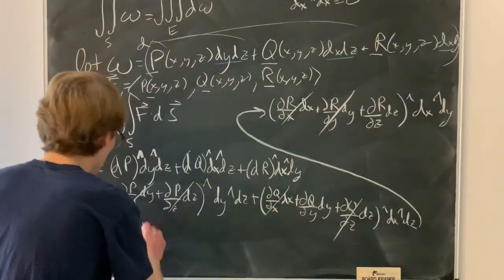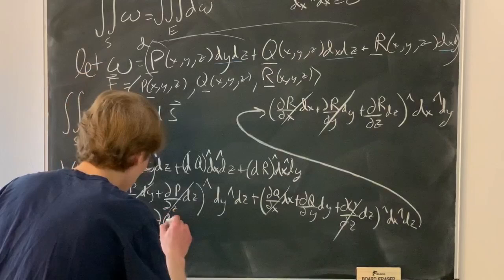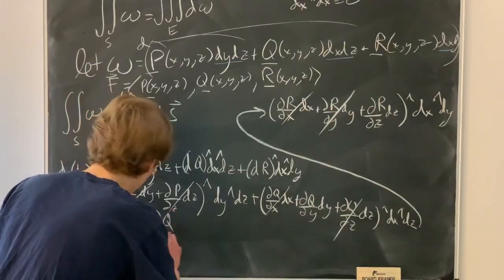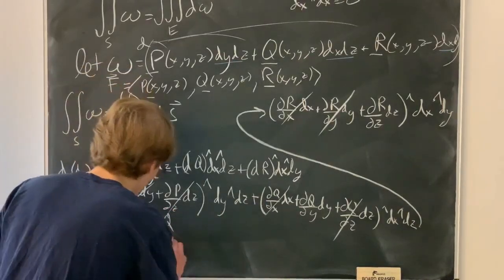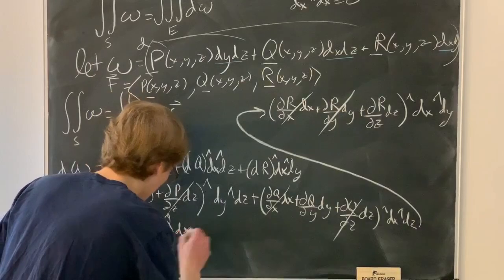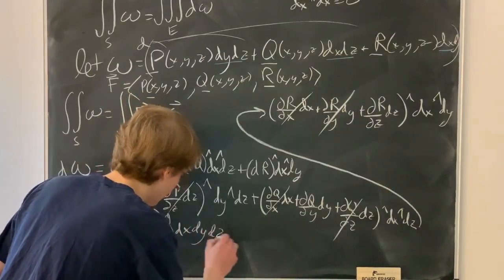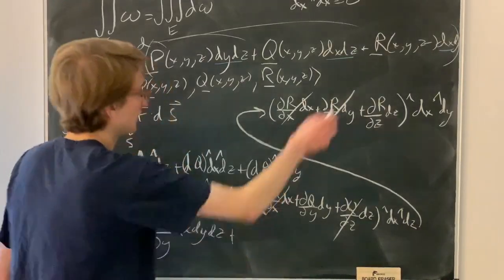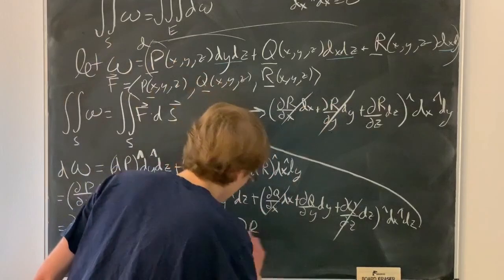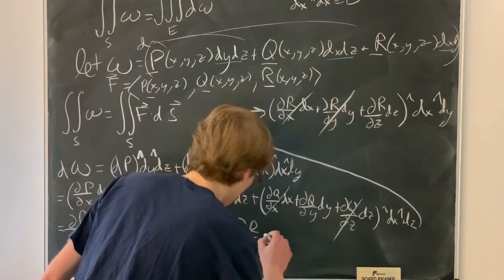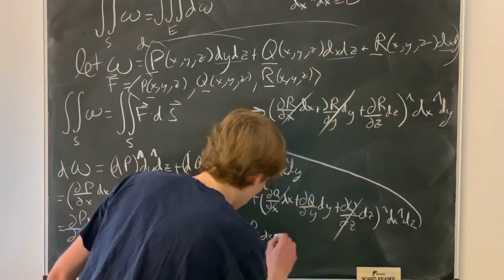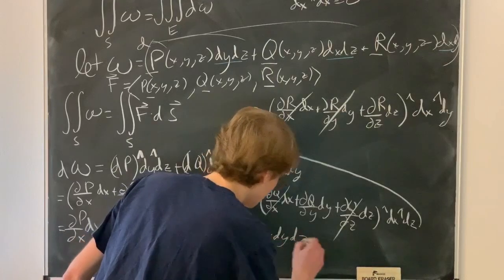Okay, plus same, so del q, and what survived was del y, and then same thing dx, dy, dz. What survived here? Okay, del r, del z, and then dx, dy, dz.